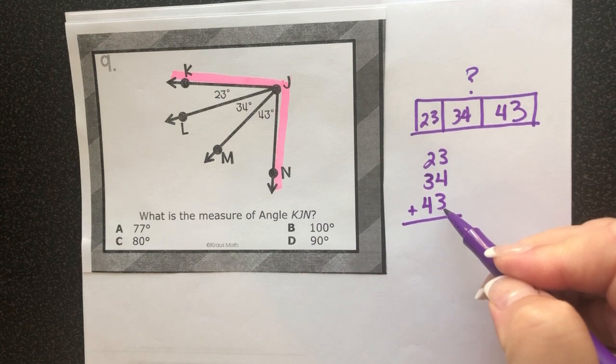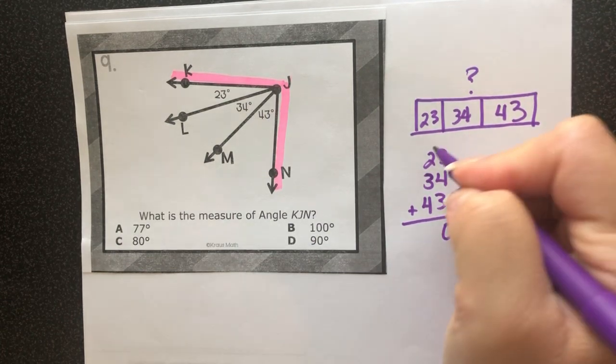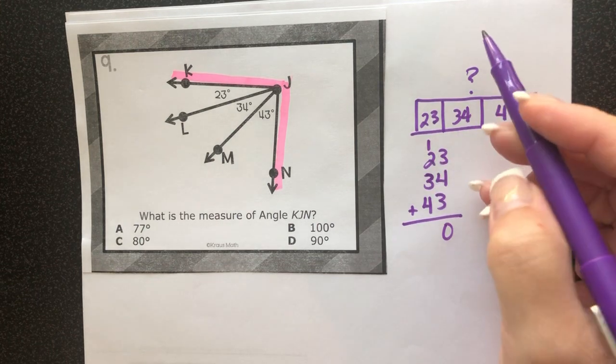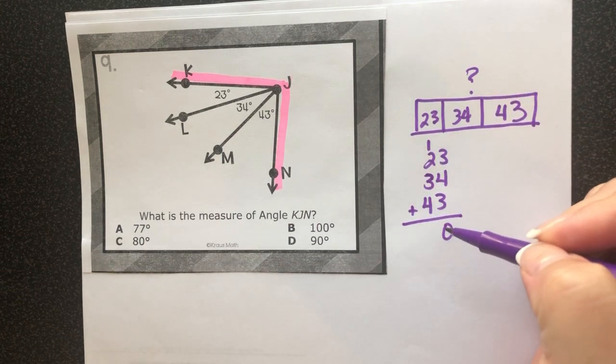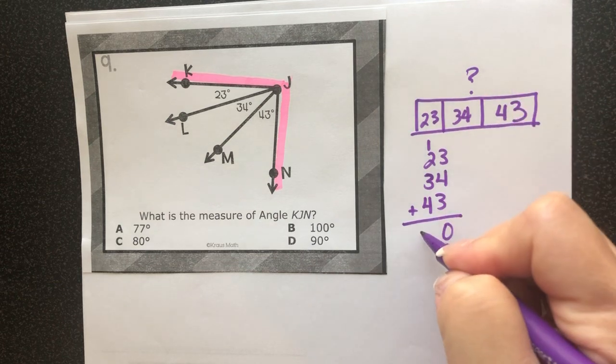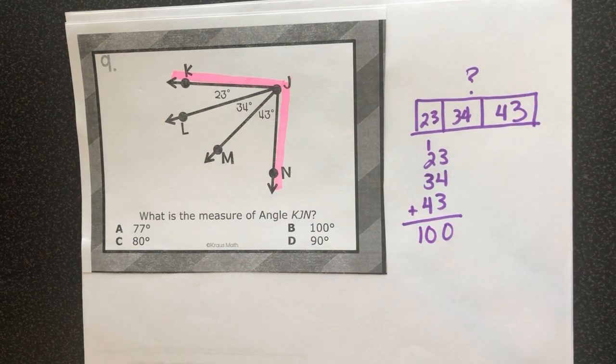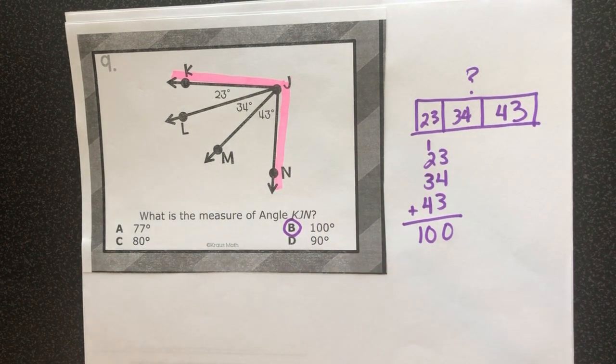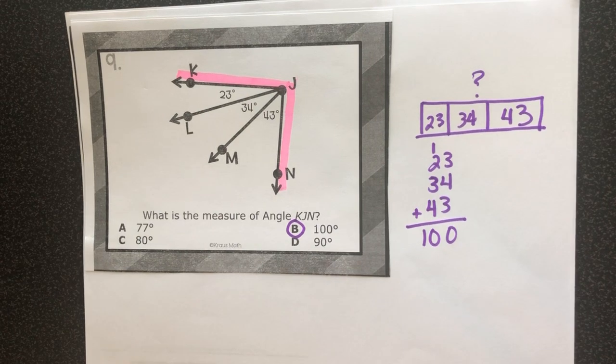3 plus 3 is 6, and 6 plus 4 is 10. 3 plus 2 is 5. 4 plus 1 is 5, and 5 plus 5 is 10. So the total for those 3 angles combined equals 100 degrees. So angle KJN is equal to 100 degrees.